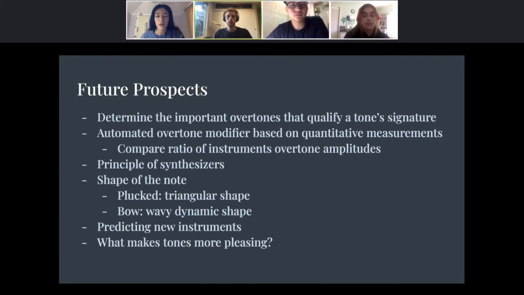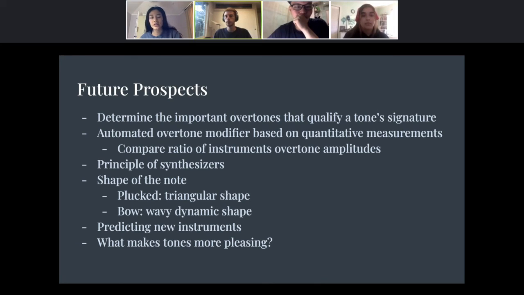Another iteration of this project could be creating a program for automated overtone changes through quantitative overtone comparison. In order to do so, the program would compare the ratio of one overtone's amplitude to another and apply that same ratio to the instrument that is to be mutated. Then we could redo this process for a multitude of notes and potentially turn an entire song into another instrument.